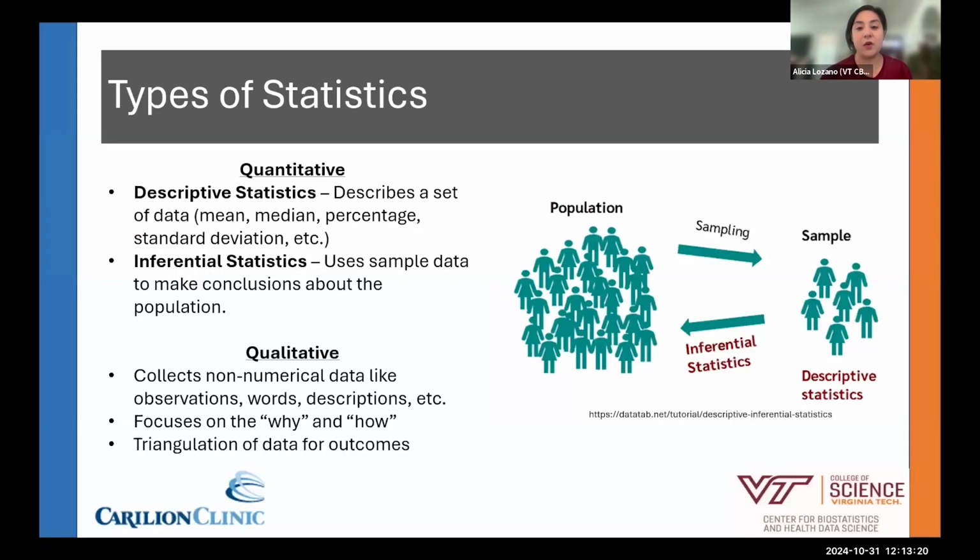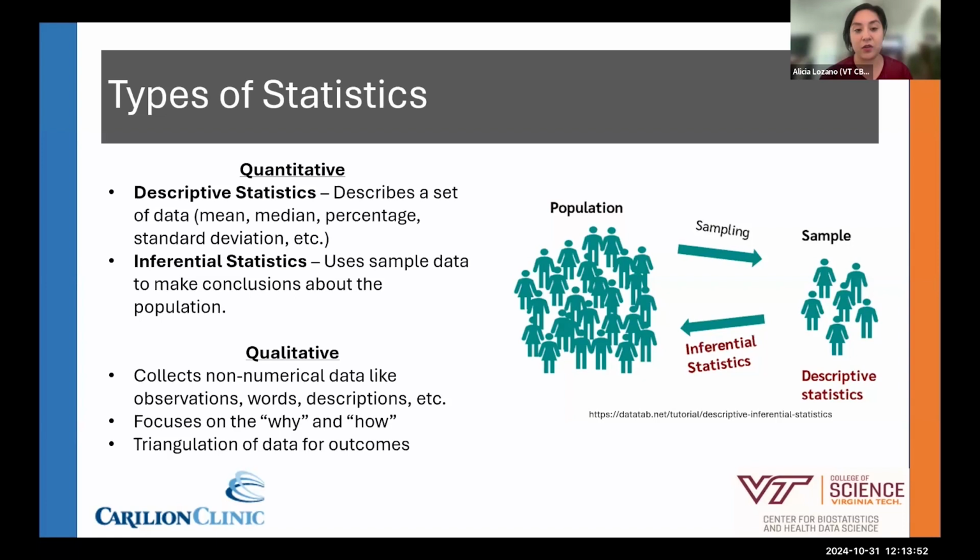All right. This slide provides an overview of essentially two main types of statistics that are used in research. That's quantitative and qualitative, with each type serving a different purpose in data analysis and interpretation. Under quantitative statistics, we have descriptive statistics, which essentially summarize and describe a specific data set. They don't allow us to make conclusions beyond the data that we're given, but they do give us insights into its main features.